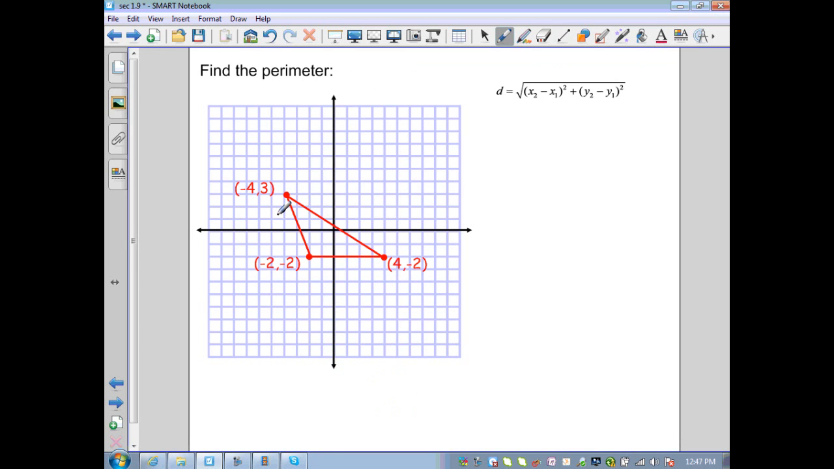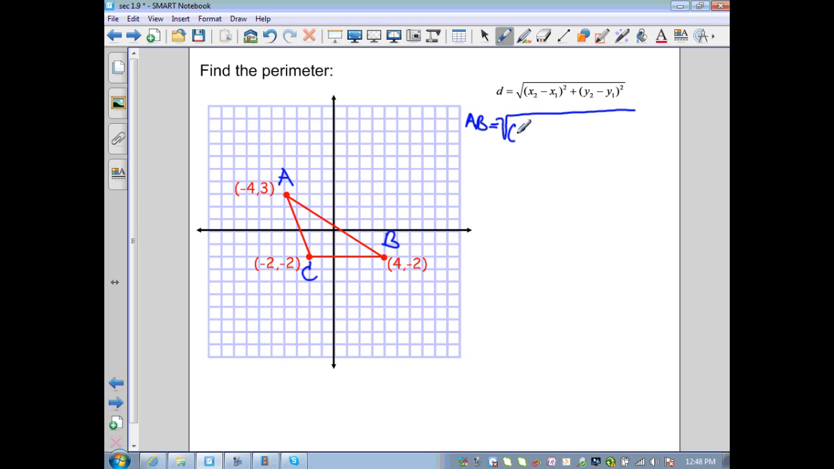Here, they want us to find the perimeter of this figure in the coordinate plane. What we want to do is find the length of each segment by using the distance formula and the endpoints of each segment that are given to us. Let's start out by labeling the endpoints here. Let this be A, B, and C. Let's find the length of segment AB. I'm going to let this point be x sub 2 and y sub 2, and this one be x sub 1 and y sub 1, and then substitute into my distance formula.